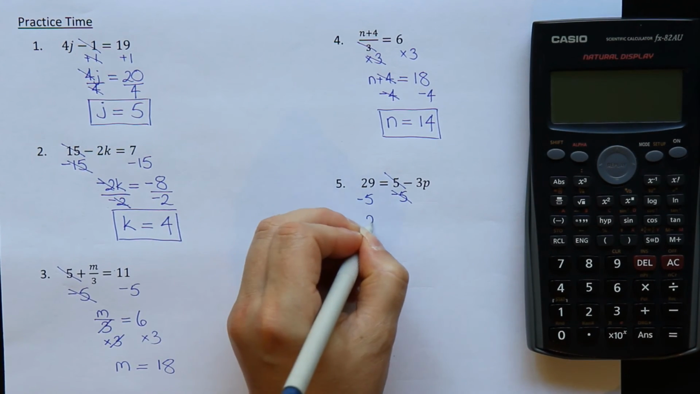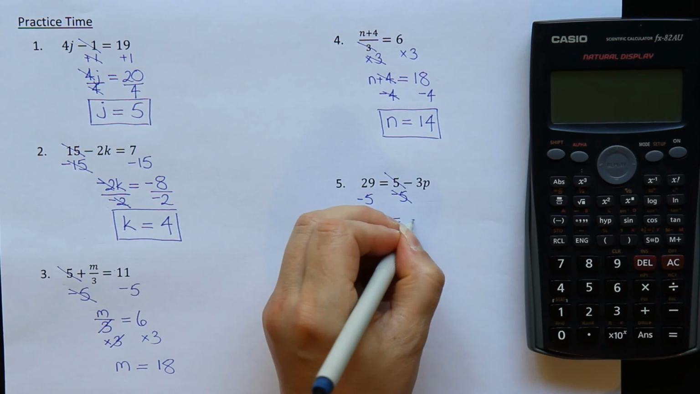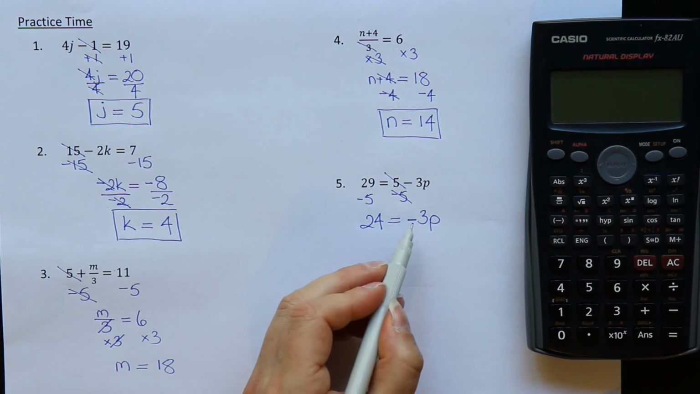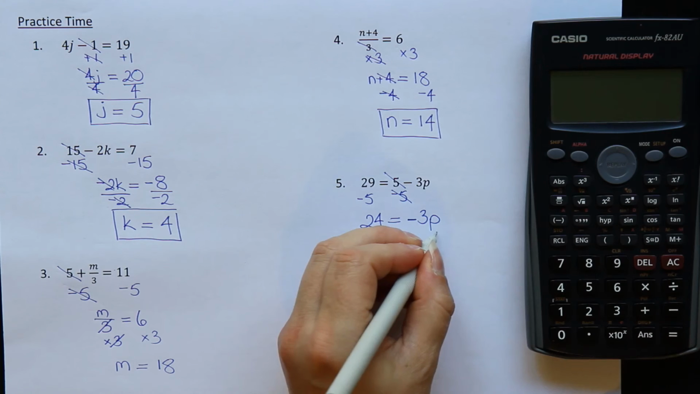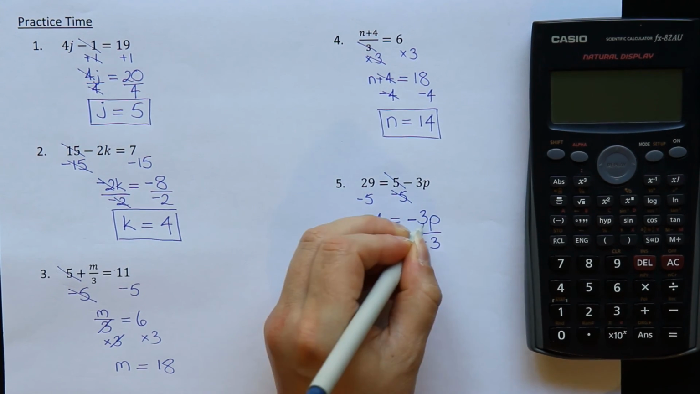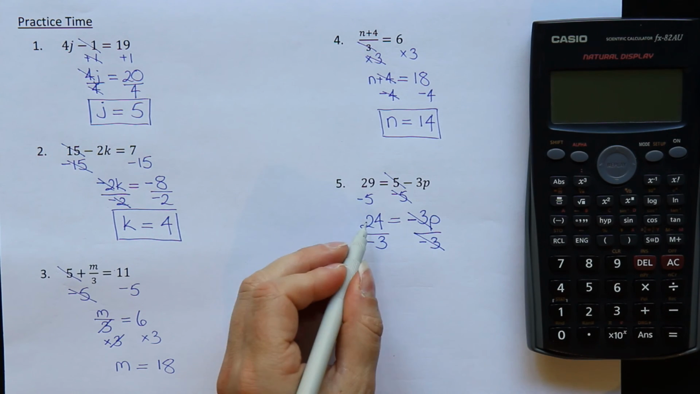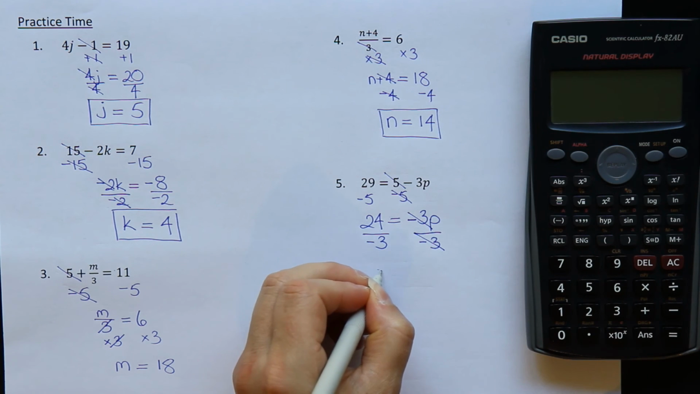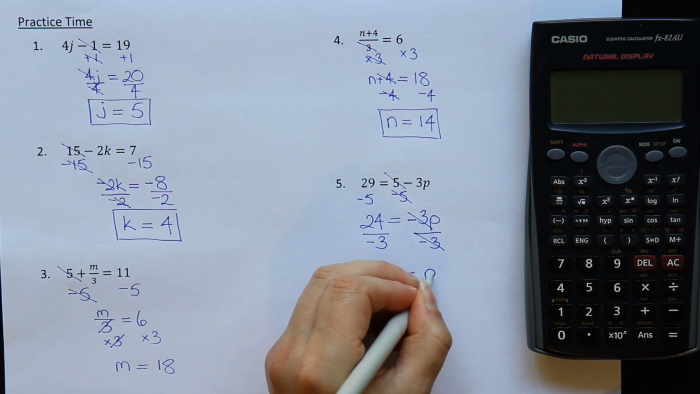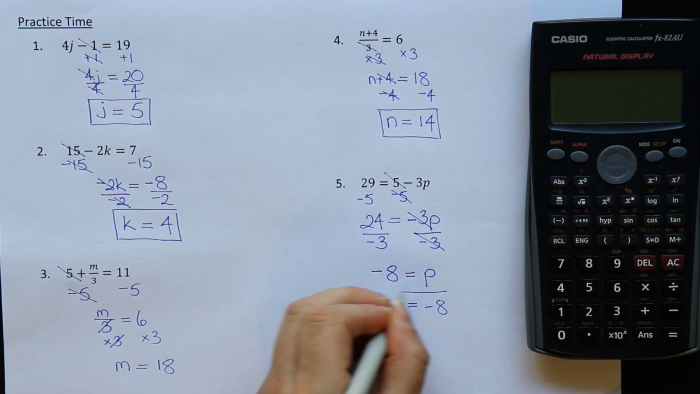29 minus 5 is 24. On this side, I still have a minus sign, so don't forget that, minus 3p. Now the minus 3 is multiplied with the p, so I have to divide by minus 3 to get rid of it. 24 divided by minus 3, 24 divided by 3 is 8, so it's a negative 8 equals p. Switch sides if you like, p is equal to negative 8.